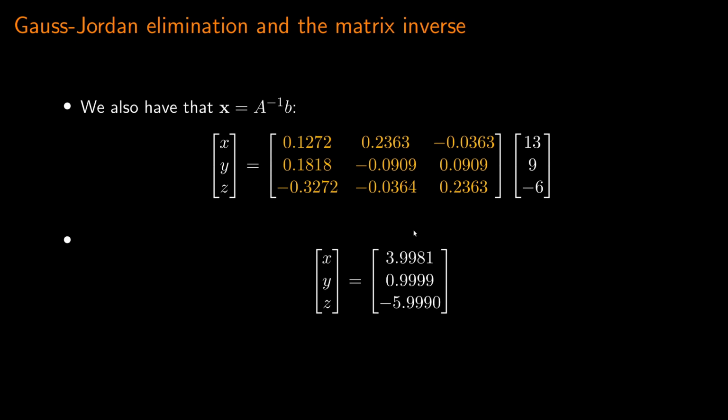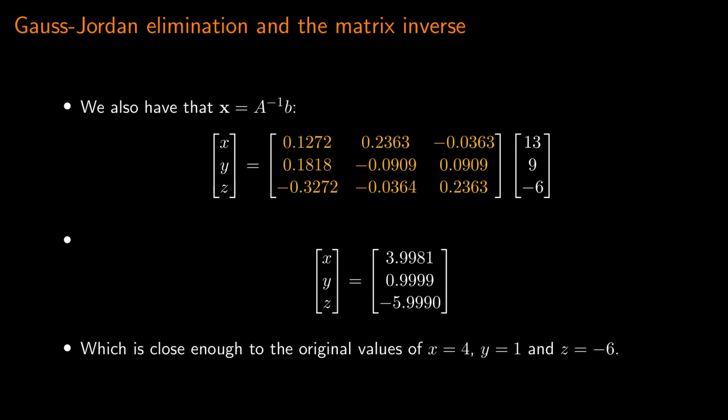So if we do that, we get x equals 3.9981, y equals 0.9999, and z equals minus 5.9990. So again, allowing for rounding errors, that is pretty close to x equals 4, y equals 1, and z equals minus 6. And those are the values that we began with. So we can see that that is indeed the right way of doing it. Okay, and as I say, that is close enough there to the original values of x equals 4, y equals 1, and z equals minus 6.